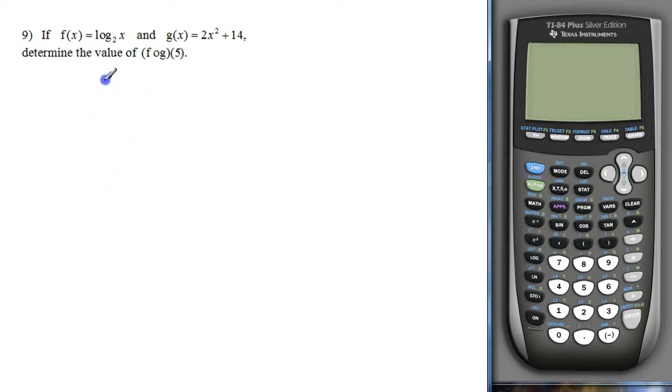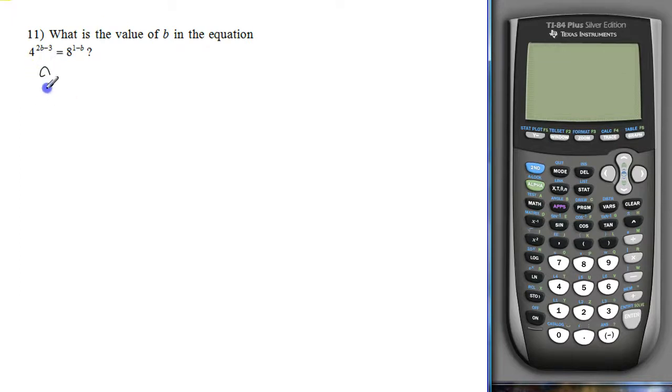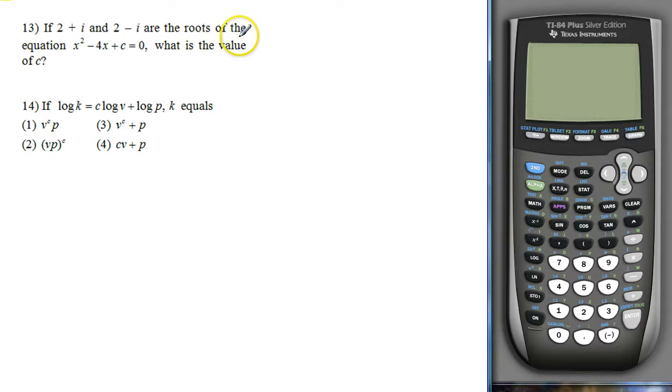Number 9, the answer is 6. Number 10, x plus 3 over 2. 9/7 is the answer for 11. Number 12, 19.87. 13 is 5. And 14 is choice 1.